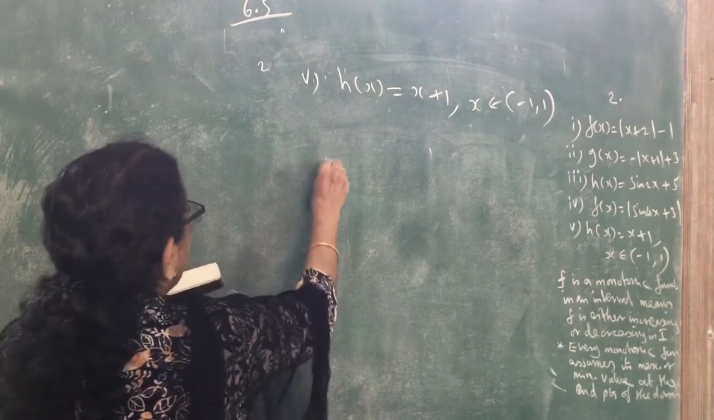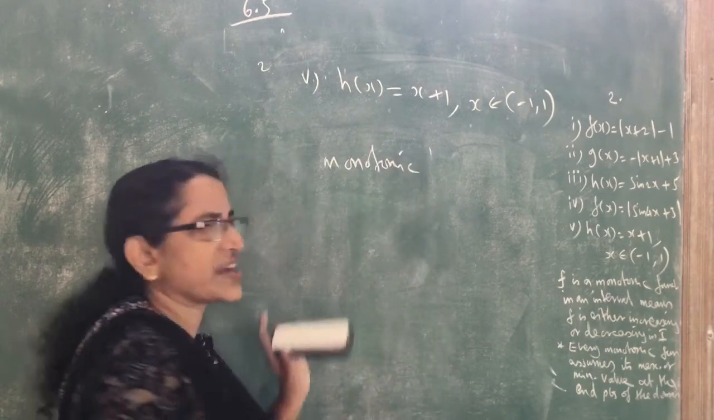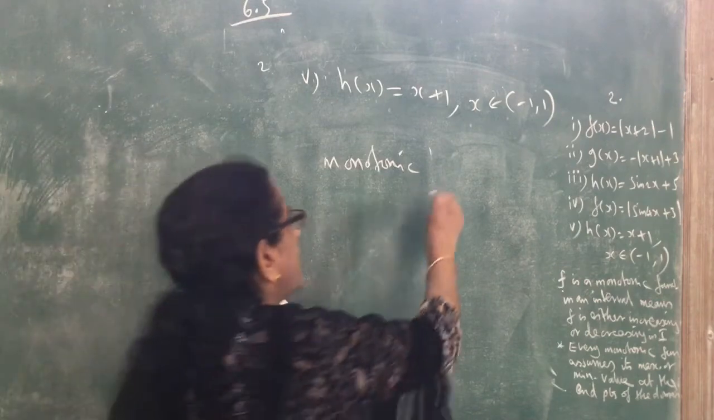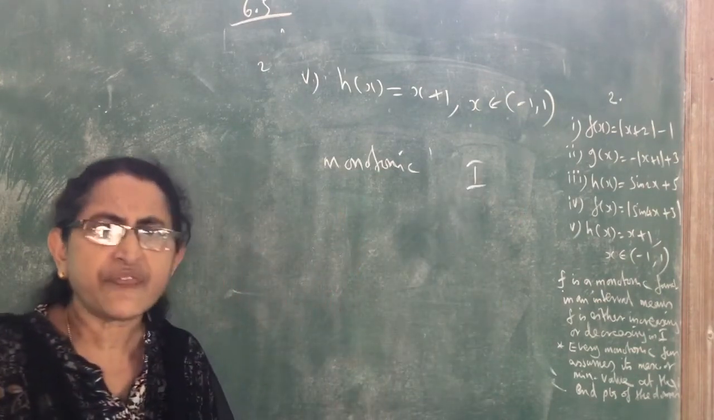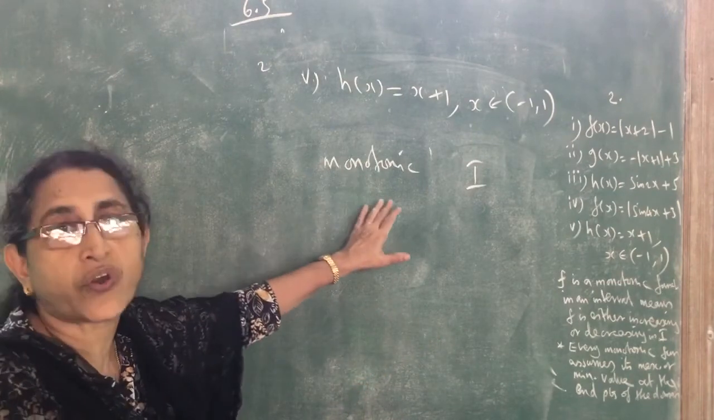Now, one term: monotonic function. Monotonic function means increasing function. If a function is increasing in I, consider one interval I. So if the function is increasing in I or decreasing in I, we say it is a monotonic function.